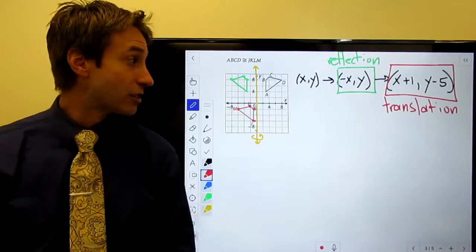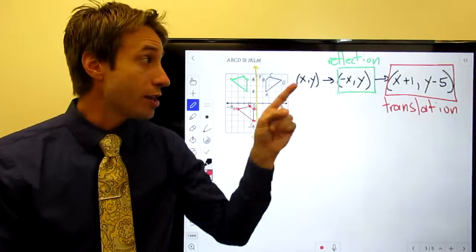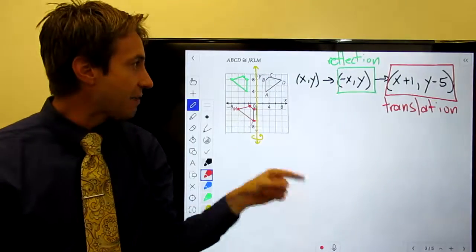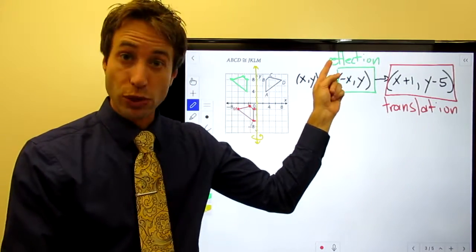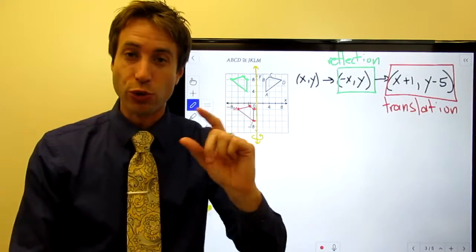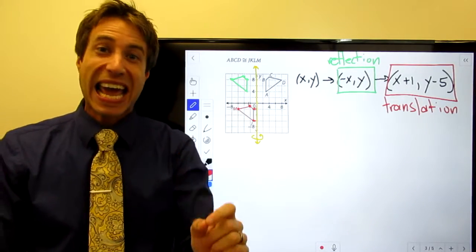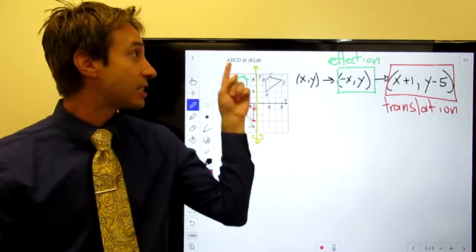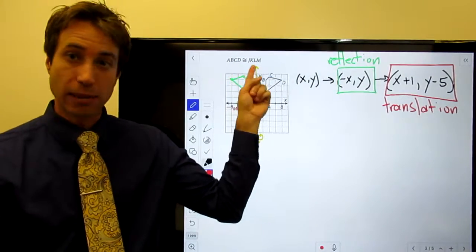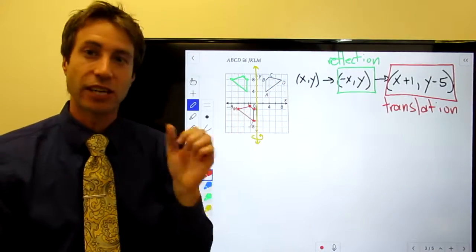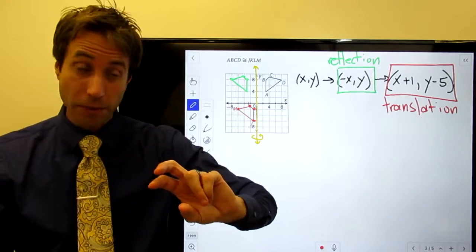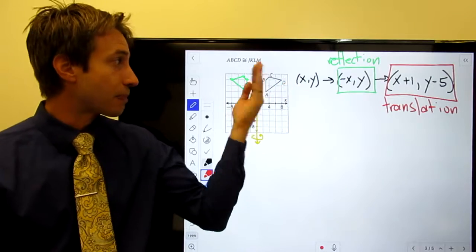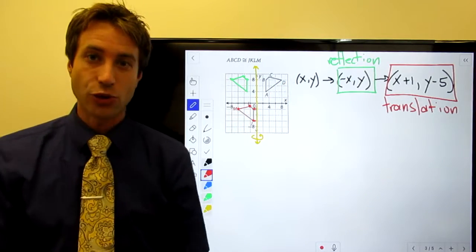There we go. Translation: I've translated 1 unit to the right and 5 units down. That maps this guy onto this guy. All of these are rigid motions. Rigid motions preserve shape and size and get me congruent images. This figure and this figure are the same shape, same size; they've just been transformed to go from here to here. I did it by a reflection and then a translation.